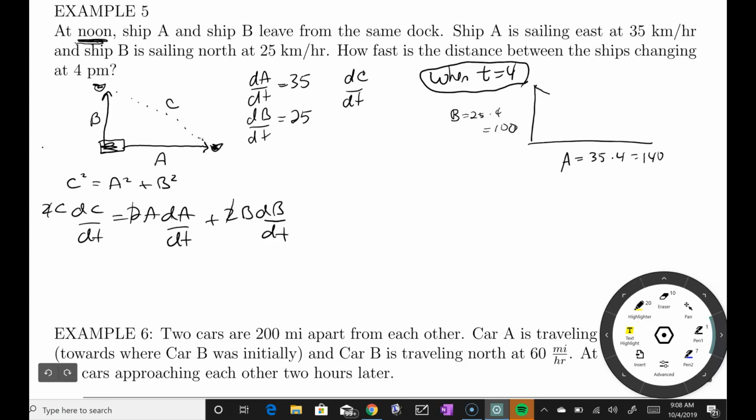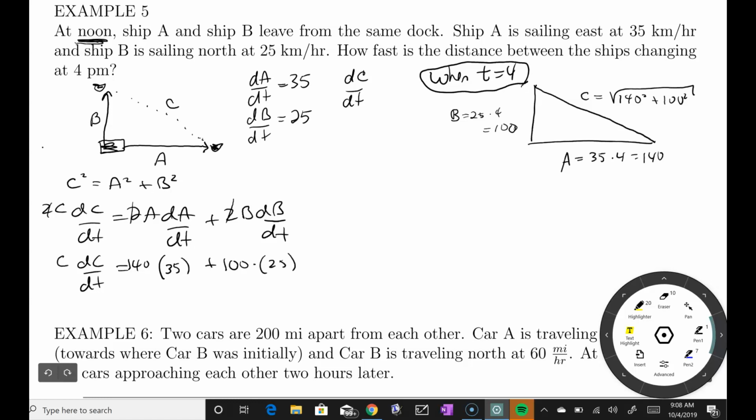So then, to find C, I use the Pythagorean theorem, so that's the square root of 140 squared plus 100 squared. So let's plug all that information in. I have c dc dt equals a, 140, times dA dt, which is 35, plus b, which is 100, times dB dt, which is 25. And to finish it off, I would divide through by the square root of 140 squared plus 100 squared. So 140 times 35 plus 100 times 25.